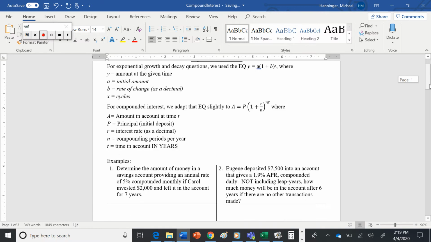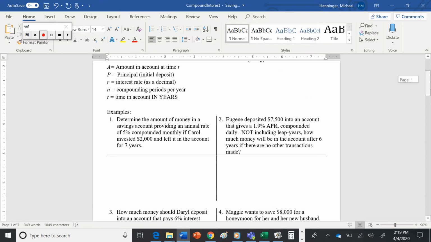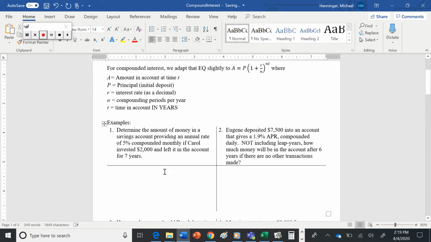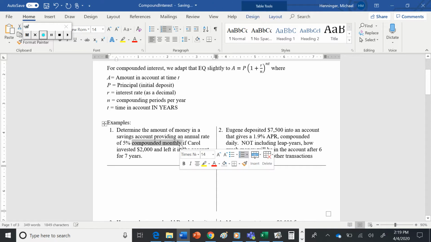Okay, so now let's take a look down here. Let's use that formula. We want to determine the amount of money in the savings account providing an annual interest rate of 5% compounded monthly. Compounded monthly, that's going to be a big help for us. If Carol invests $2,000 and leaves it in the account for 7 years. Okay, so here we go.